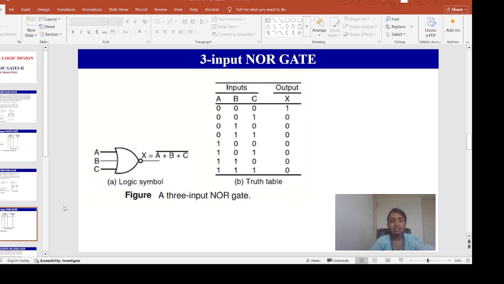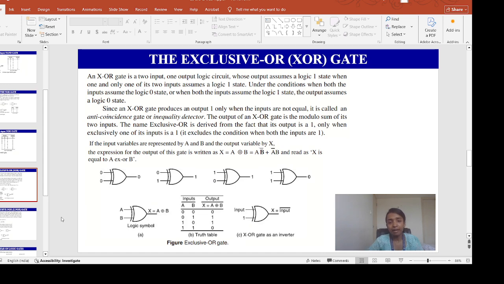Now this is your 3 input NOR gate. So A, B, C are 3 inputs. This is the logic symbol. X will be A plus B plus C whole bar. We have all 8 combinations. 0 plus 0 plus 0 is 0, 0 bar is 1. Likewise, we have to find the output for all the 8 possible inputs. Now, NAND and NOR are the universal gates.